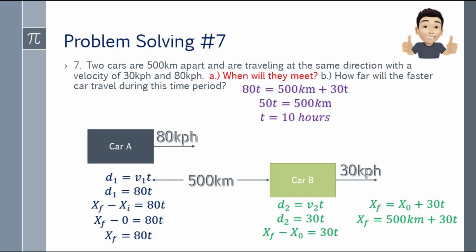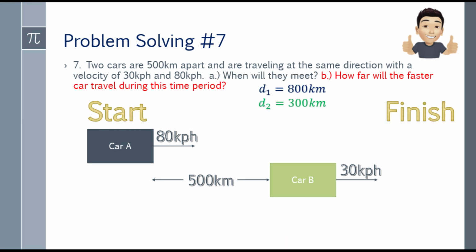Ngayon, pag i-equal natin yung dalawa na yan, yung dalawang final position nila, so, magiging equation natin is 80t, 80 times time is equal to 500 kilometers plus mo ng 30t. Algebraically, that will be 50t is equal to 500 kilometers and time will be 10 hours. So, makikita sila na by 10 hours pa.